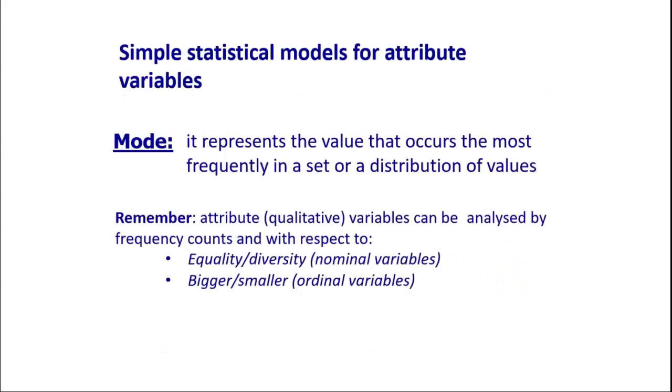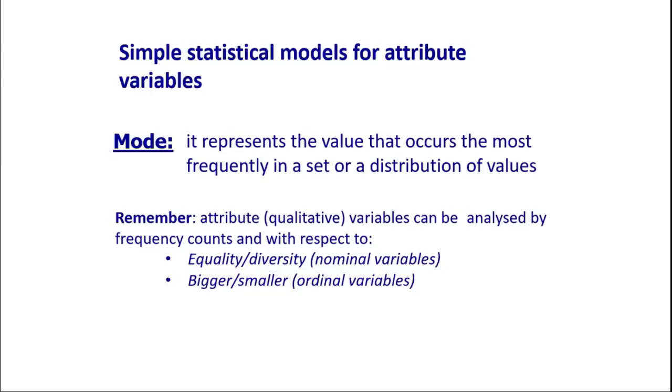Okay. So simple statistical models for attribute variables. Well, I could have done this one first, and that is the mode, which is the simplest measure of average. It represents the value that occurs the most frequently in a set or a distribution of values. And now remember, attribute means qualitative variables. They can be analysed by frequency counts with respect to terms such as quality, diversity, which are nominal variables, or bigger and smaller, which are ordinal variables.